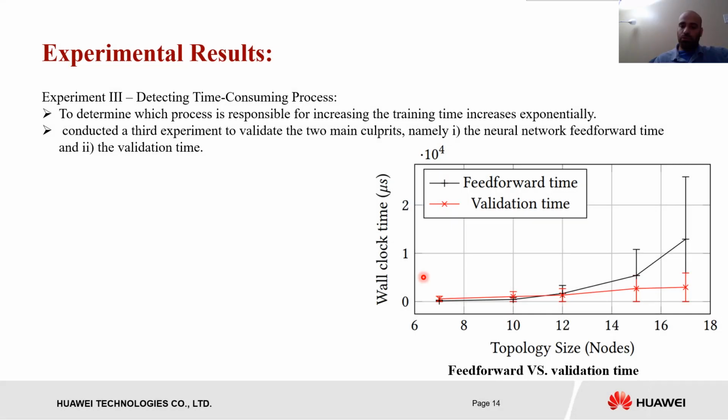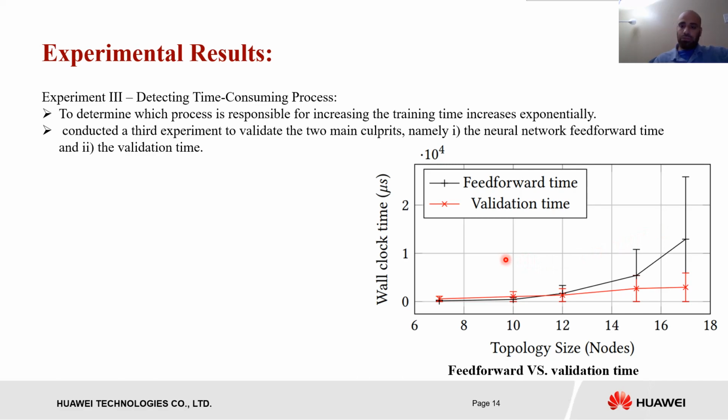Therefore, we performed a third experiment to compare the behavior of the two main culprits in our algorithm, namely the feed forwarding time and the validation time. As we can see here, the feed forward time is the main culprit that causes this exponential behavior, which could be improved using hardware acceleration like GPUs or TPUs.